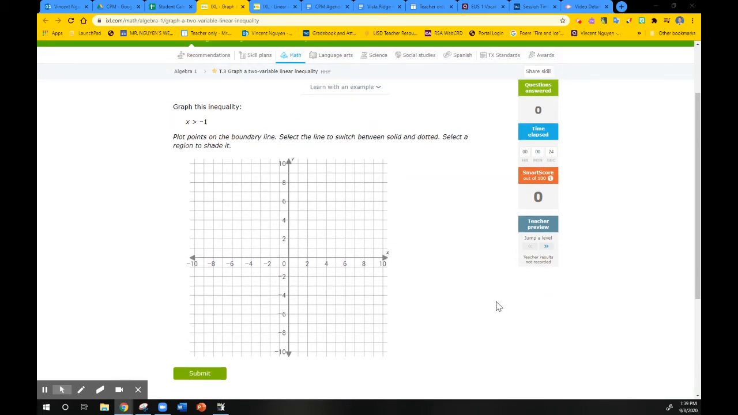So we're going to be graphing linear inequalities today, and we're going to be graphing these in two variables, right? So let's take a look at this first example.